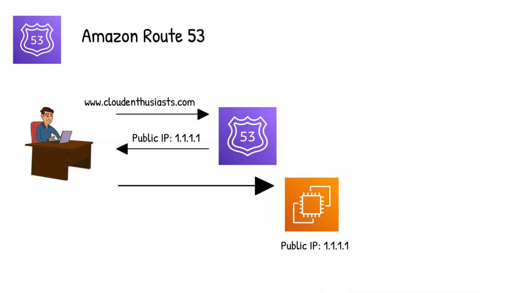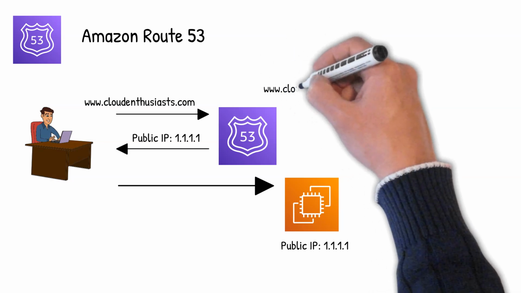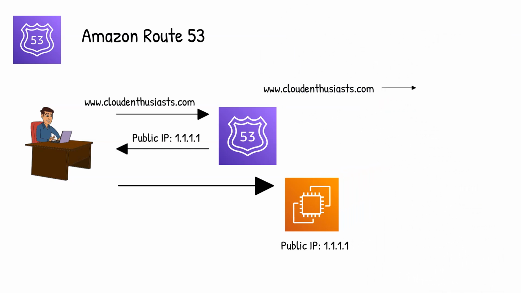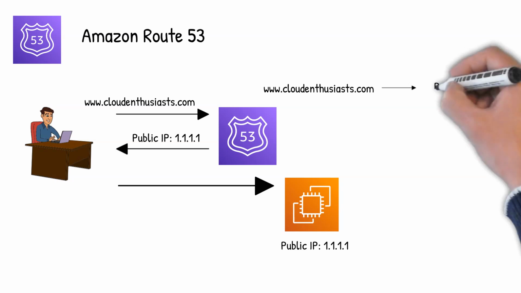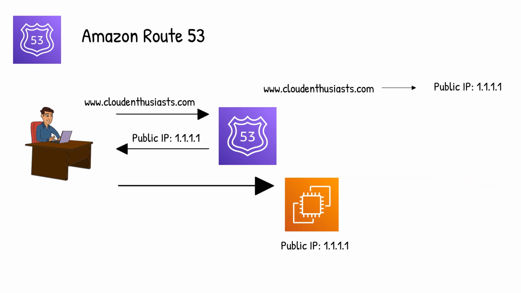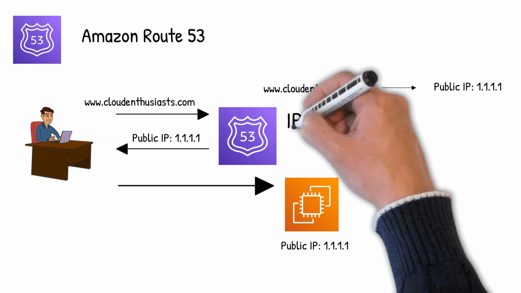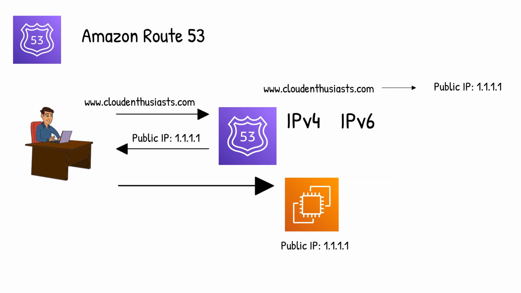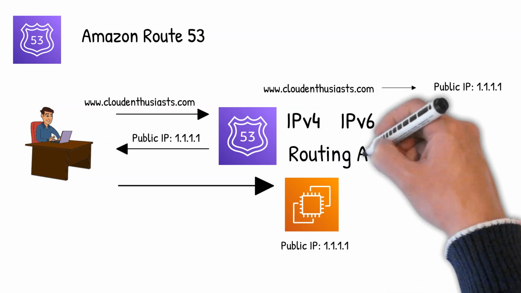Amazon Route 53 is a DNS service responsible for translating human-readable domain names such as cloudenthusiasts.com to the resource's IP address such as 1.1.1.1. This IP address could point to any resource, for example, EC2 instances, elastic load balancers, or S3 buckets. Route 53 supports both IPv4 and IPv6 schemes and provides multiple routing algorithms.